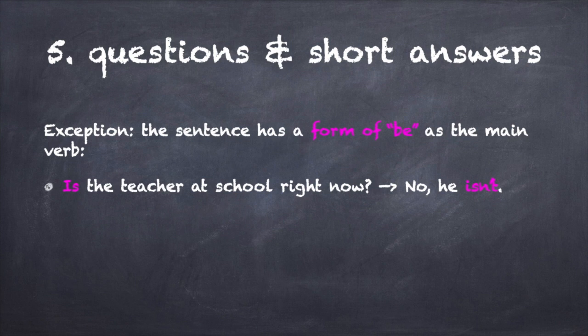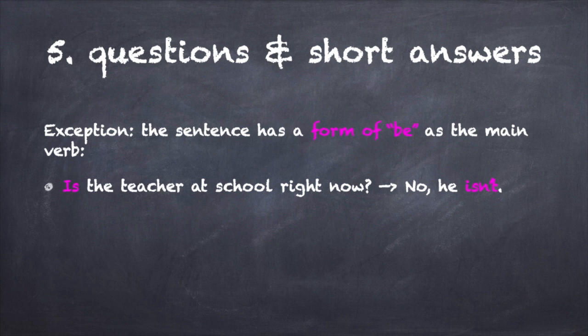ja schon im Satz. Das ist das Hauptverb. Wir können also nicht noch ein anderes Hilfsverb mit reinnehmen, was dann sich damit streiten würde, sondern es bleibt einfach da. Is the teacher at school right now? Kein do. Und die Antwort, no, he isn't. Das not wird mit dem is zusammengehängt.